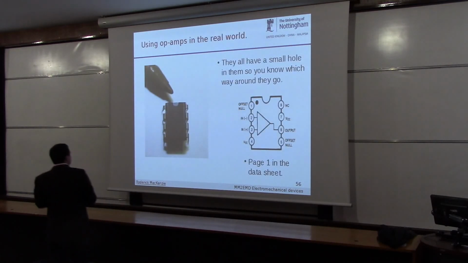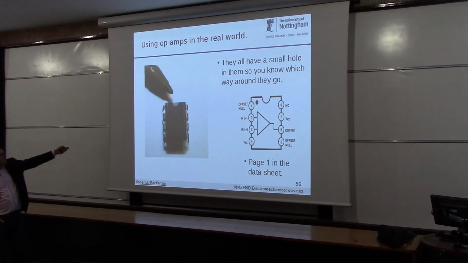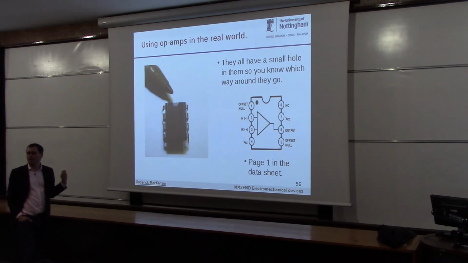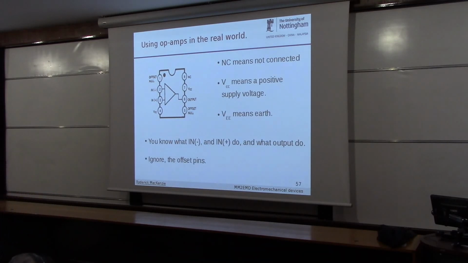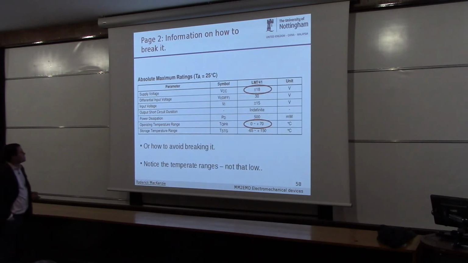So this is basically the op-amp. Notice there's a little hole in the chip there, a little tab. That tells you which way round the chip's going to be. And you've got inverting input, non-inverting input, output, a bit of power, and that's the earth. So that's how to hook it up. You can actually go and buy one of these now and hook it up. NC means not connected. VCC means positive, and VEE means earth.